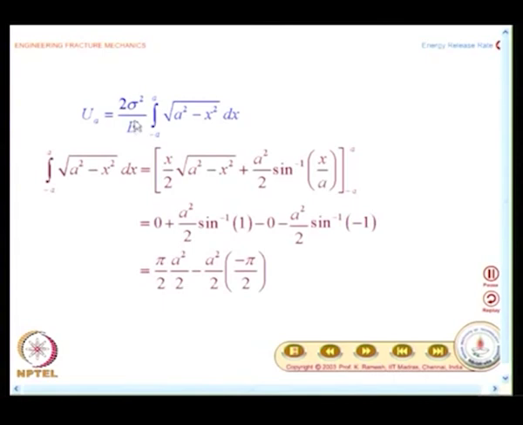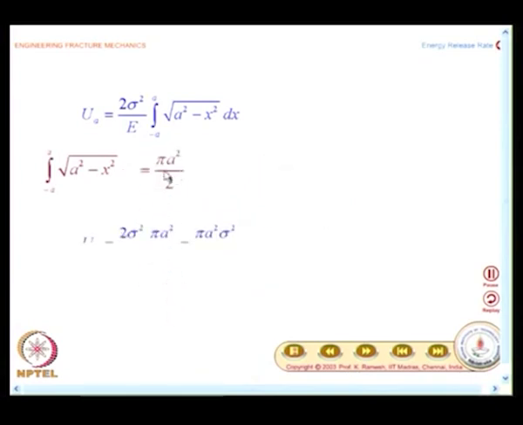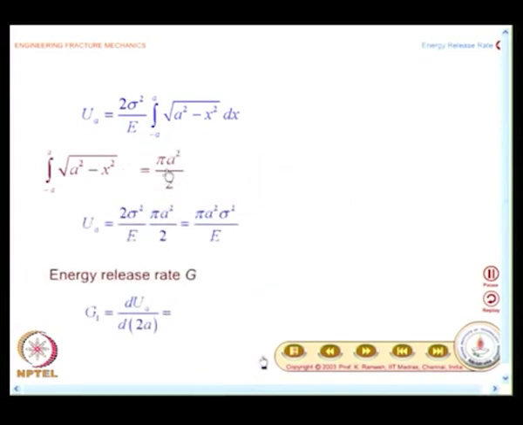This you simplify. You all know what to substitute when you have sin inverse 1. When you substitute, you will get that magical number, because in the earlier derivation of the analogy approach, we simply took the proportionality constant in a manner consistent with the final result. Now, we are evaluating the final result. We have looked at the crack opening displacement, and found the force, and when you do the energy calculation, the integral portion happens to be pi by 2 a squared.